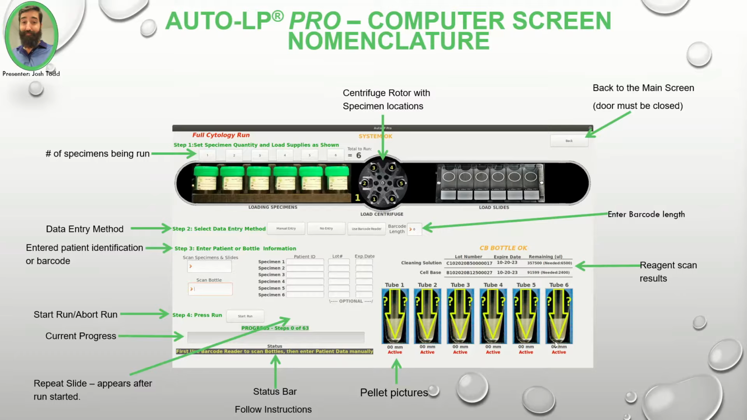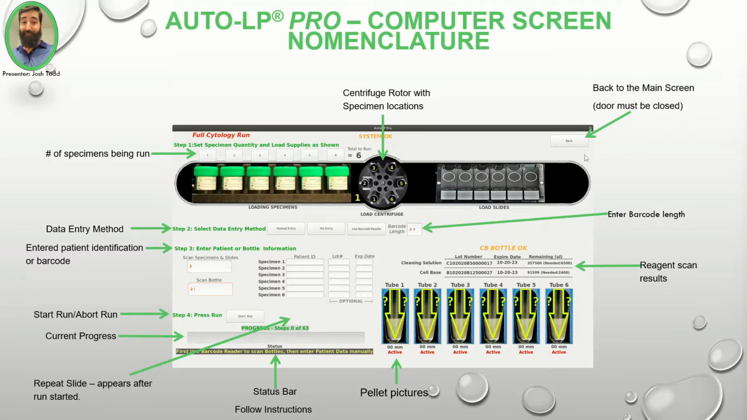To the right of that, you will see the pictures of the pellets after they are taken after the centrifugation run on the AutoLP Pro. Above that is where we have the information of our reagents. After scanning in a reagent, it will show its lot number, expiration date, remaining UL, and the UL needed for a processing run. To the right of the data entry method, you will see the barcode length. You can adjust this number to satisfy the barcodes in your laboratory.